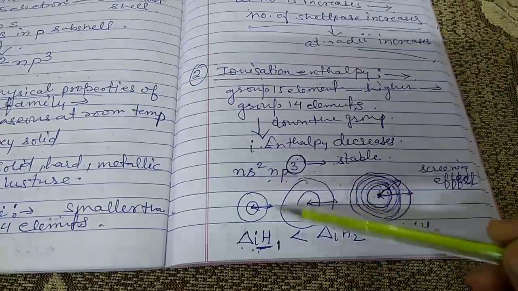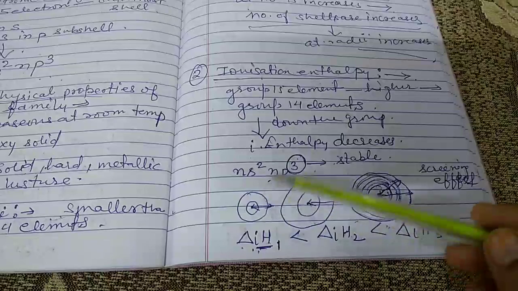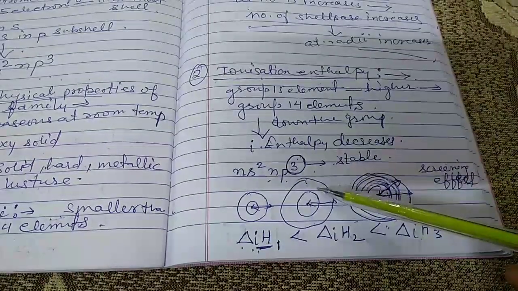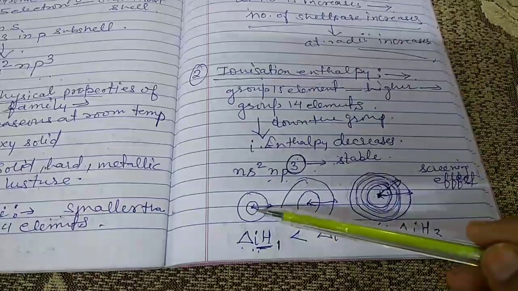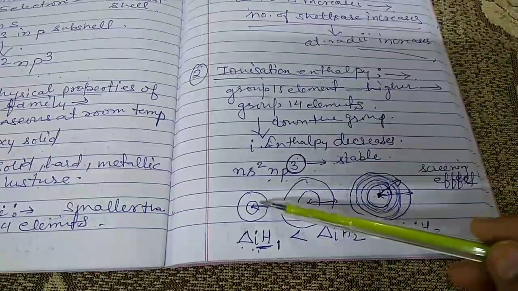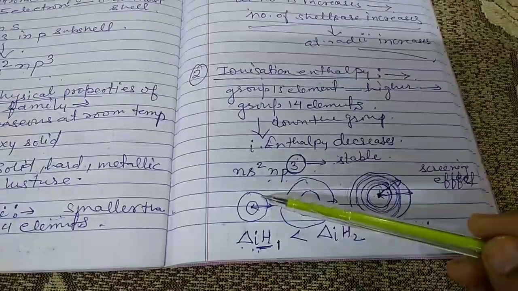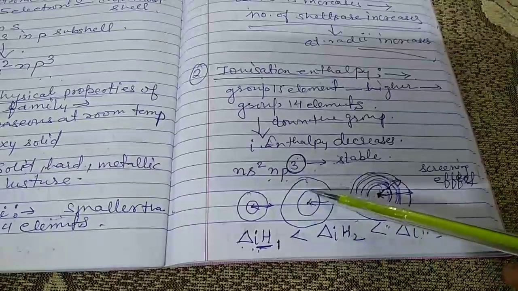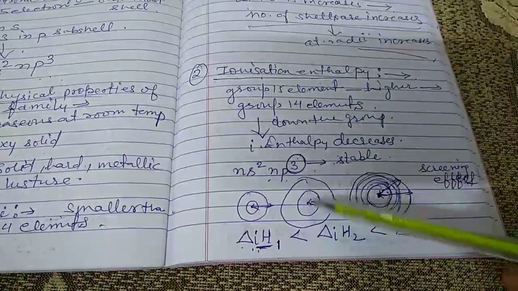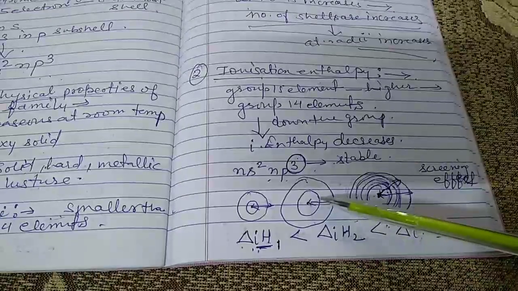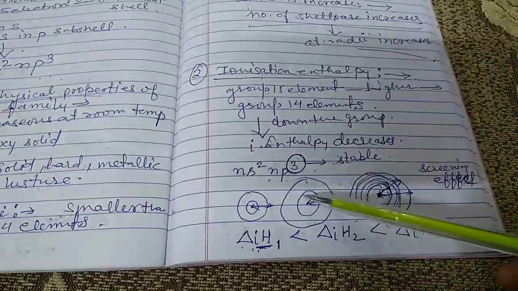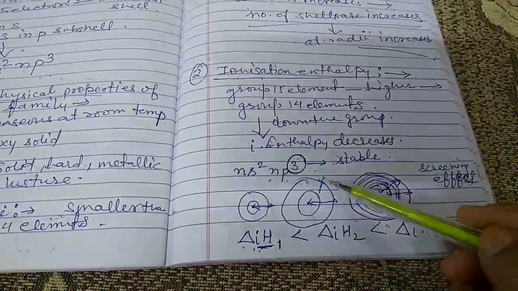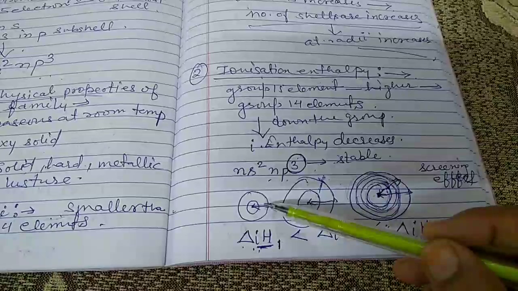Now what exactly happens when one electron is already removed? The force of attraction between the nucleus and the electron is higher in comparison to this one, because here this nucleus held that extra electron, but now we have removed this electron, so a lesser number of electrons are present, so the force of attraction between the nucleus and the electron is higher. So now in this condition, if we want to remove any one electron, maybe this electron, we have to supply a higher amount of energy in comparison to this one.